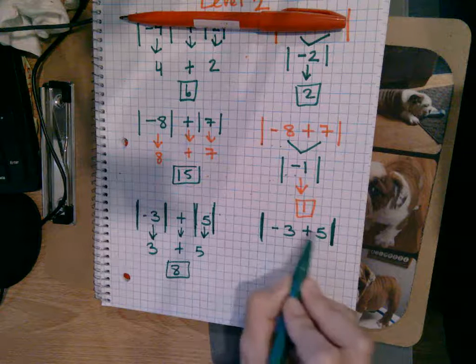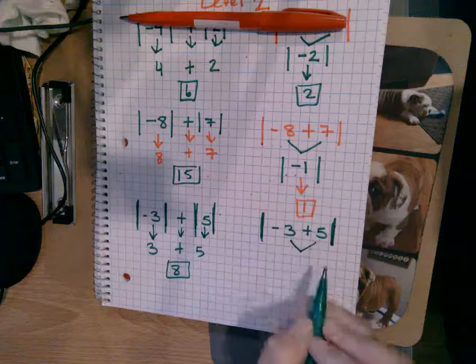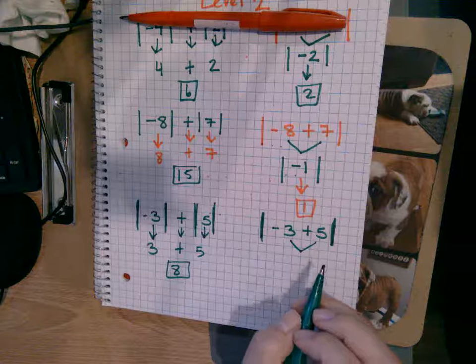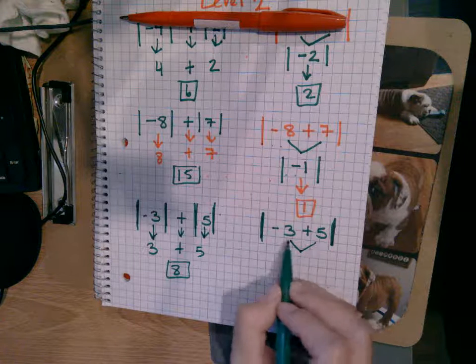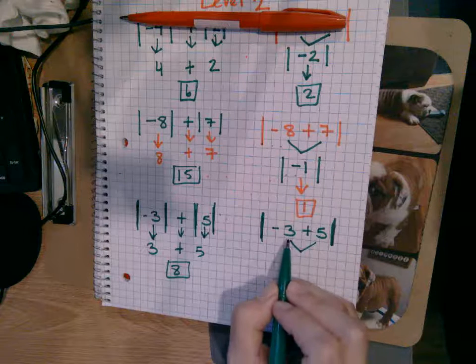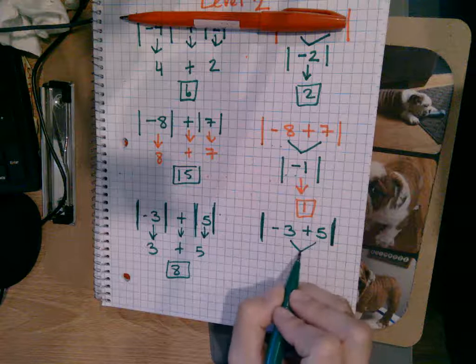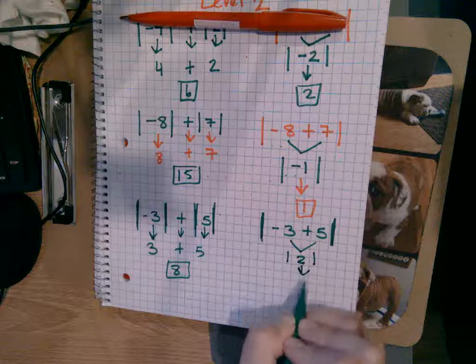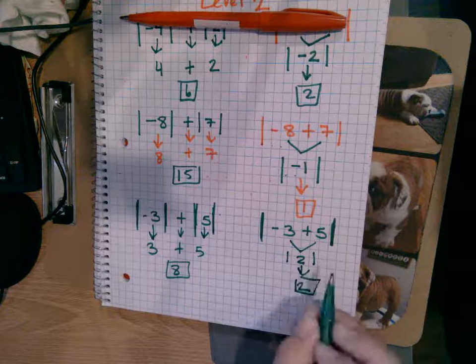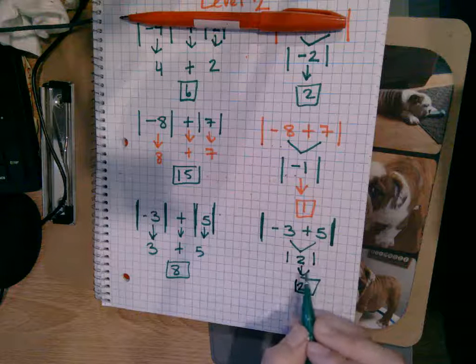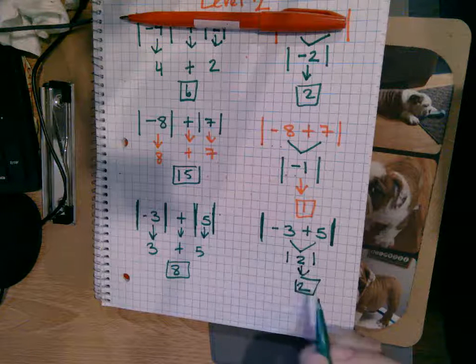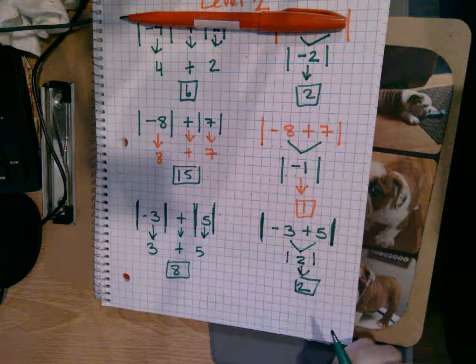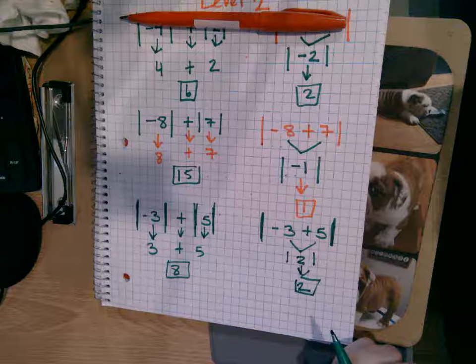Here, because it's grouped together, you're going to do the math in here first. Negative 3 plus 5 gives you 2 in the bars. Then you take it out and you get 2. Yes, I understand it's the same answer, but you still have to show me that you dropped it down. All right, looks good.